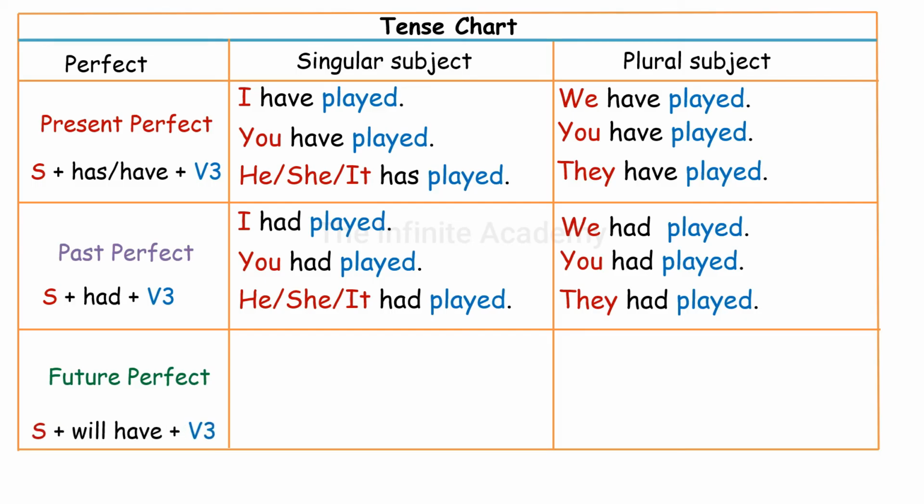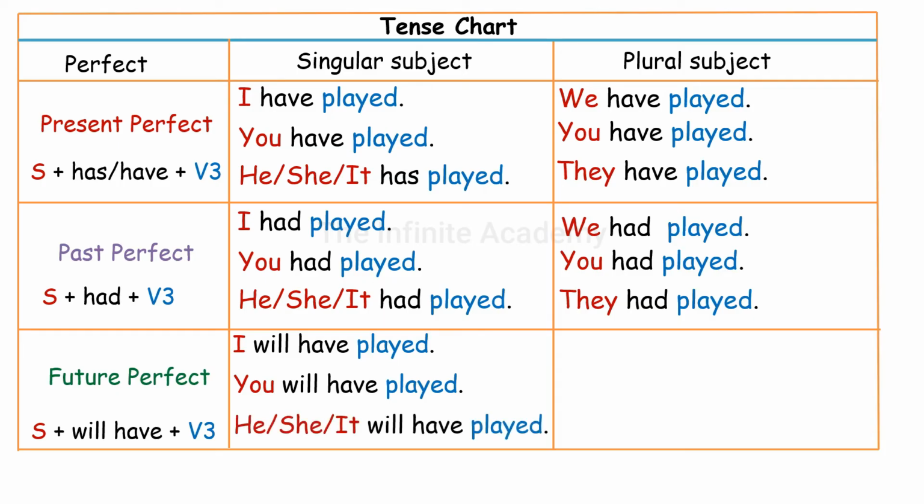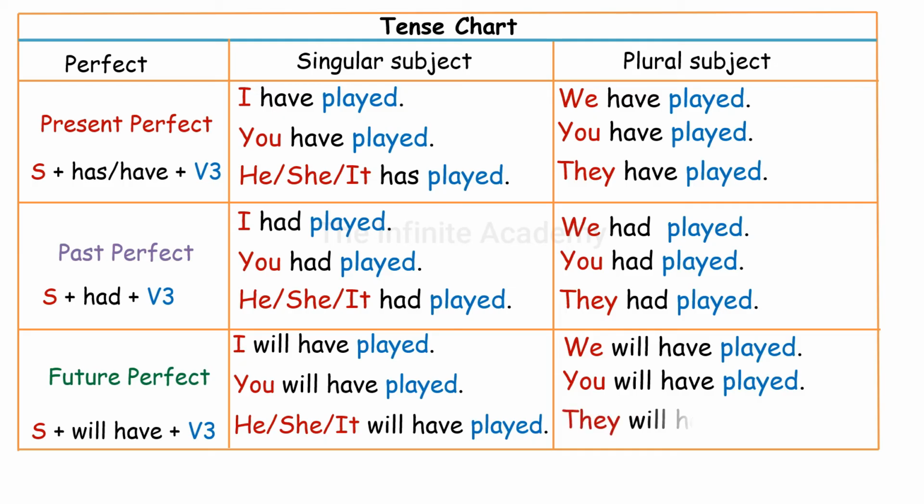Future perfect rules. Sentence begins with a subject plus will have plus verb in its participle form. I will have played. You will have played. He, she or it will have played. We will have played. You will have played. They will have played. Hope you find it easy to understand.